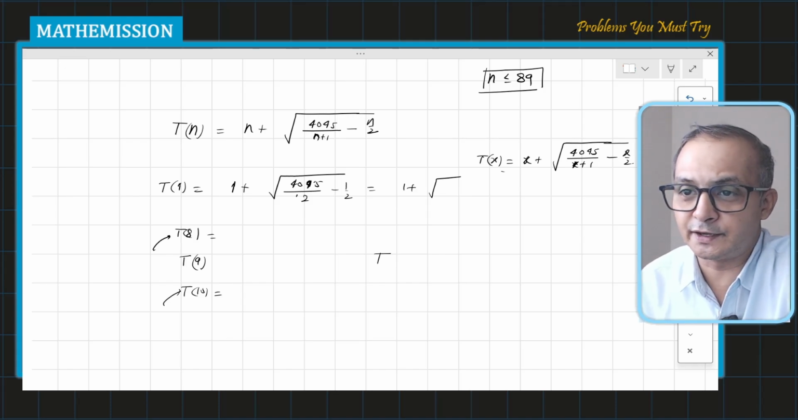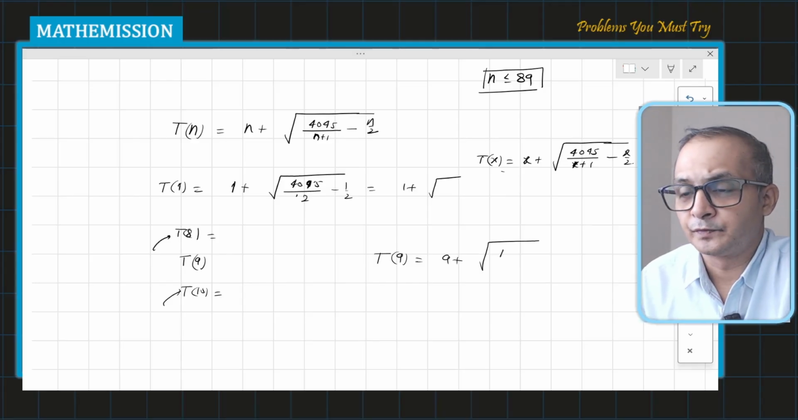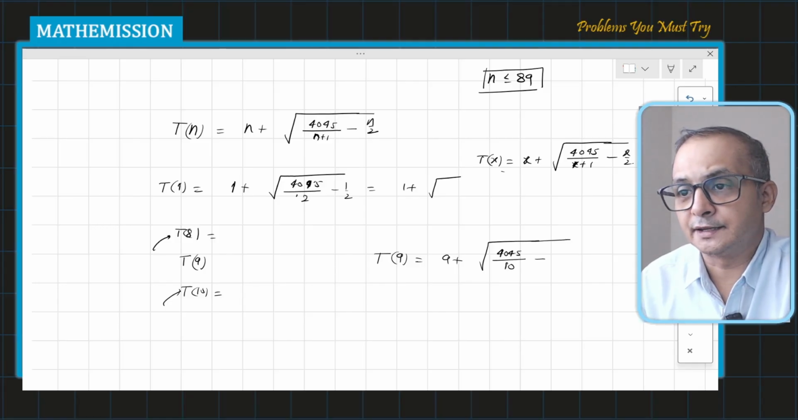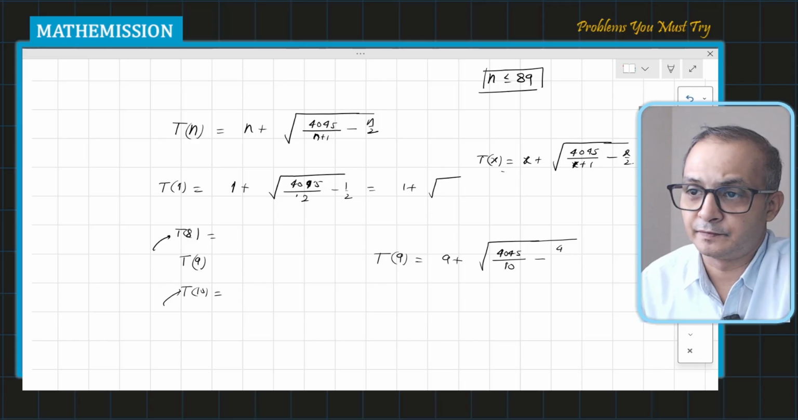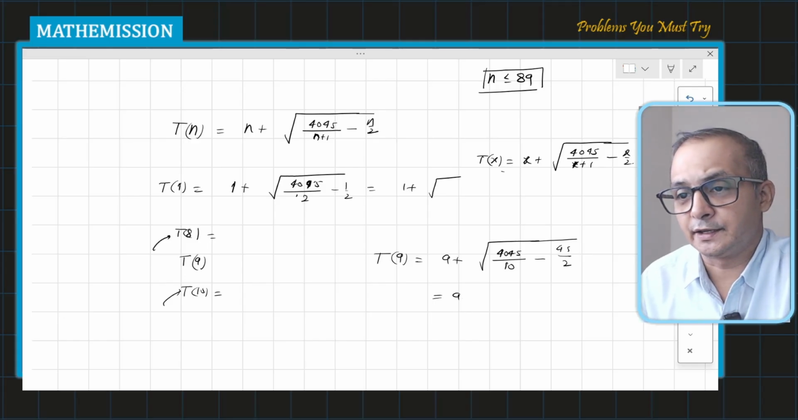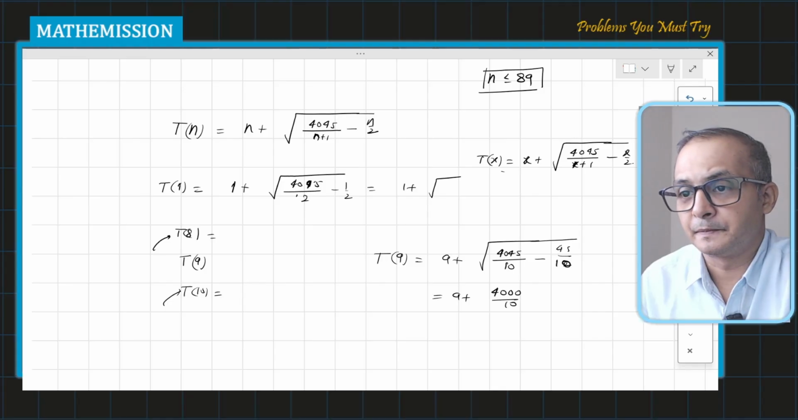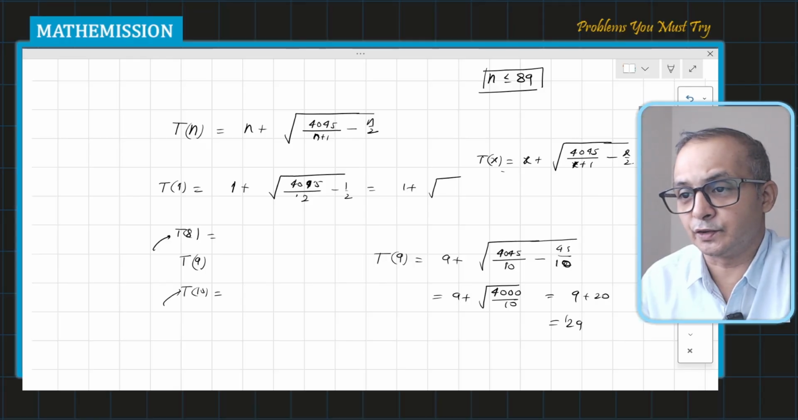And the value of T9 is very interesting. If we substitute 9 there, we get 9 plus the square root of 4045 by 10 minus 9 by 2, so that I can write as 45 by 10, because 9 by 2 I can write. And so we get 9 plus, it is 4045 minus 45, that is 4000 by 10, and 4000 by 10 is 400, and the square root of 400 is 20, so the answer is 29.